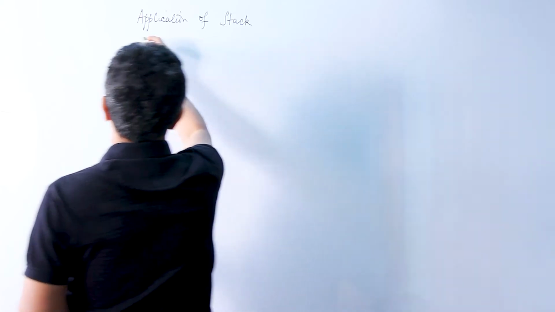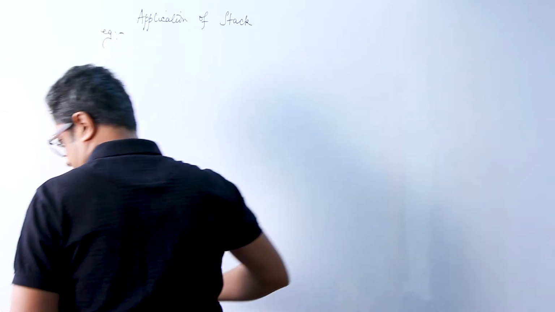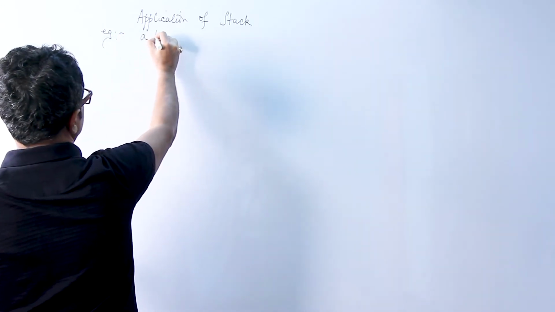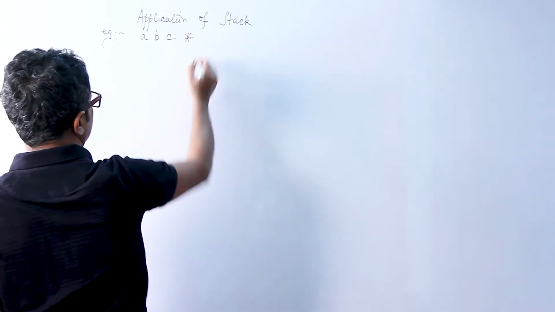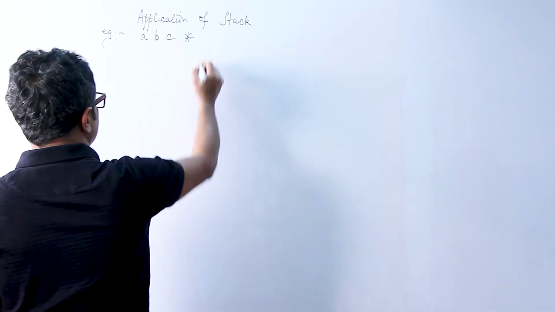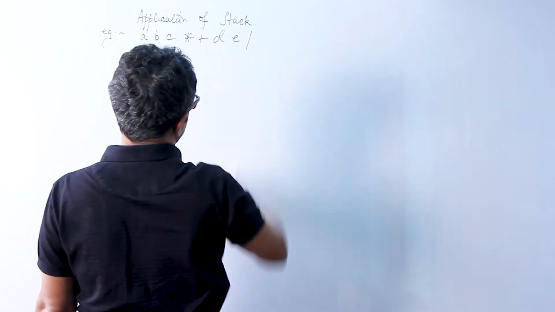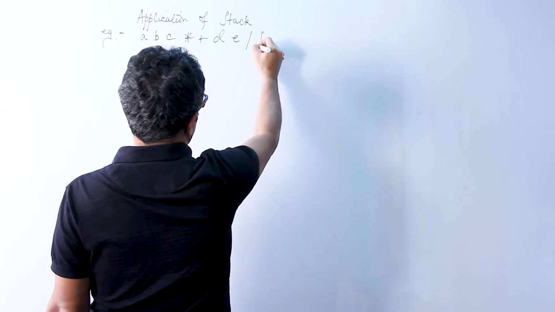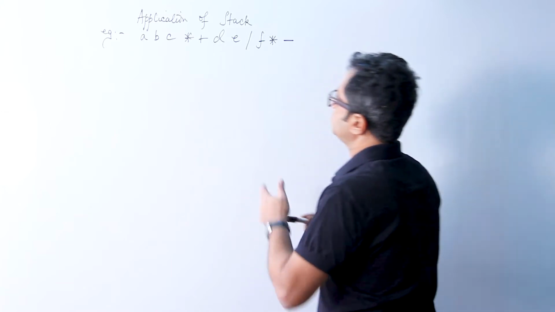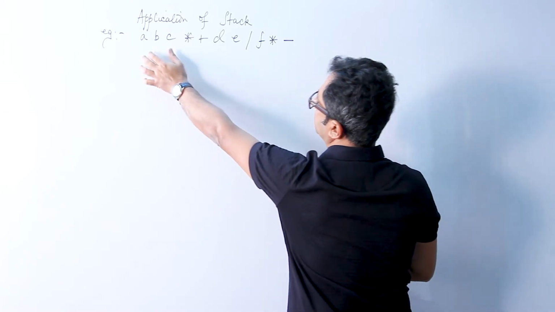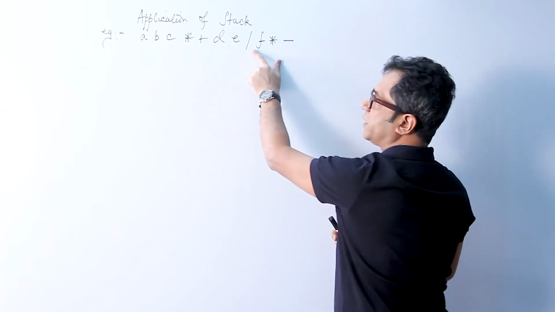So, let me write the expression. Suppose the example expression can be A, B, C, star, plus, D, E, slash, F, star, minus. So, this is an expression which is a postfix expression. See this, the operators come after the operands: A, B, C followed by star, then plus, then D, E followed by slash, followed by F, then star, then minus.